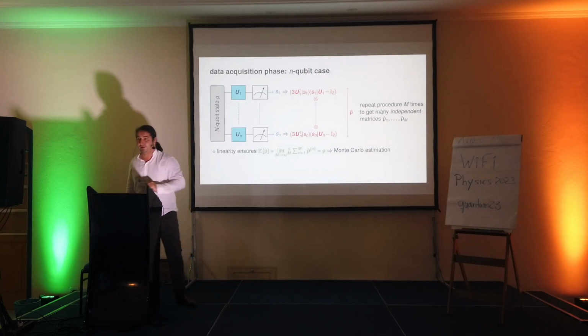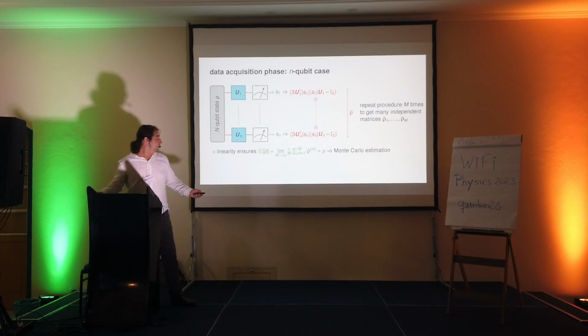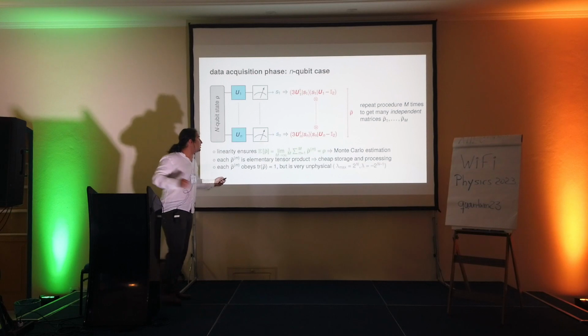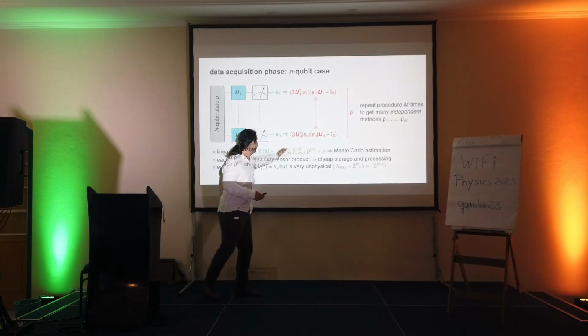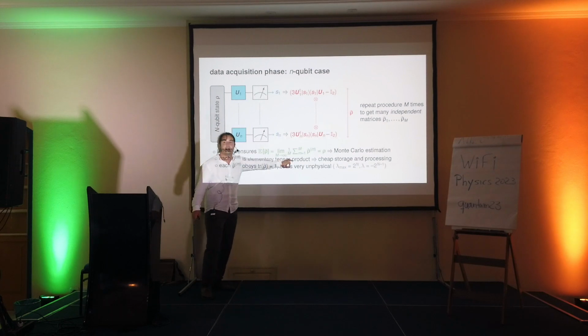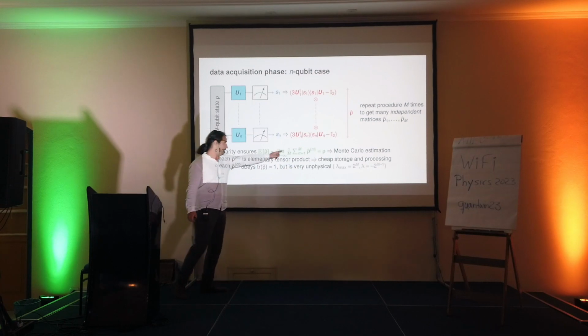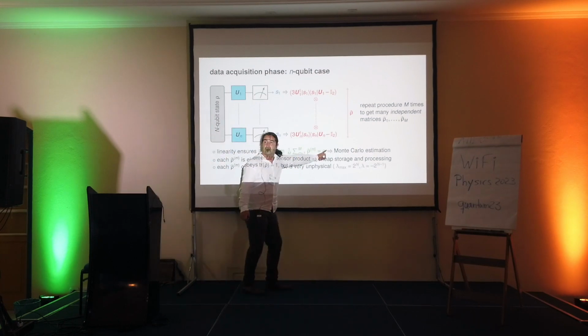And this is the reason why I chose to do something stupid in the single qubit case to get something scalable here. Okay? And let me re-emphasize this. Each of these guys that we produce with classical and quantum randomness is an elementary tensor product. So it's cheap to write down and it's cheap to process. But it gives you the right expectation value as well.